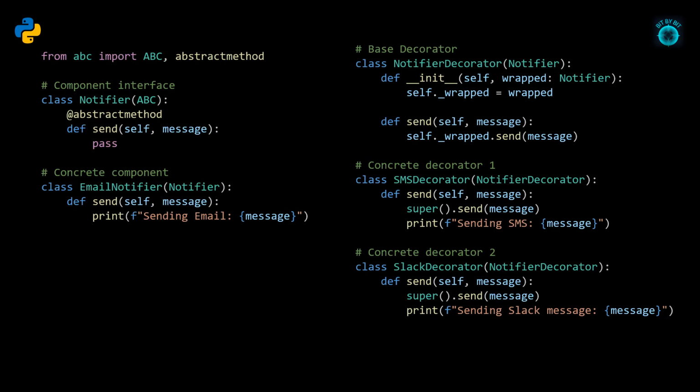It also implements the notifier interface, but instead of sending messages itself, it contains another notifier instance using composition. This wrapped instance is passed through the constructor. The base decorator simply delegates the call to the wrapped object's send method. Then we define two concrete decorators: SMS decorator, which adds logic to send an SMS after the wrapped notifier sends its message, and Slack decorator, which adds logic to send a Slack message the same way.